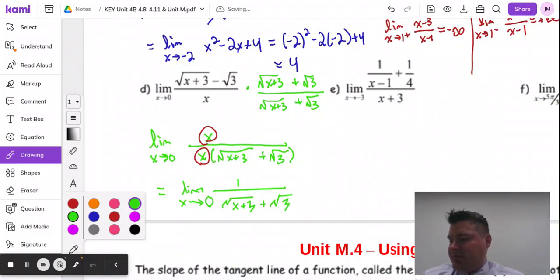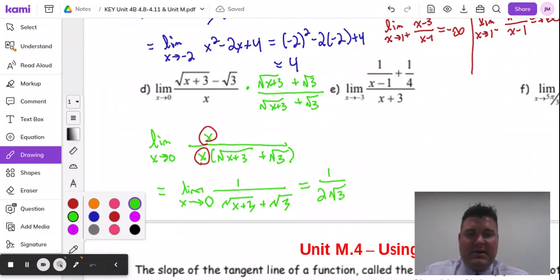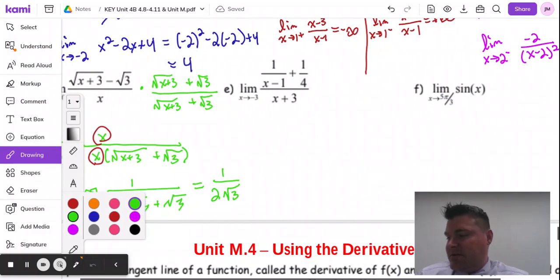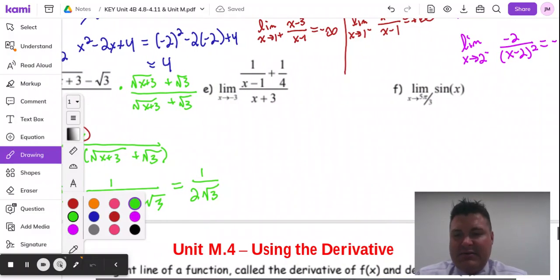And when you plug in 0, you're going to get 1 over 2 root 3. No, I'm sorry. I'm going to just write this as best I can. 1 over 2 root 3. Oh, it's working now. Oh, maybe I don't need to try my thing. Okay, so that's the answer. You can rationalize that if you want, but I don't do that.